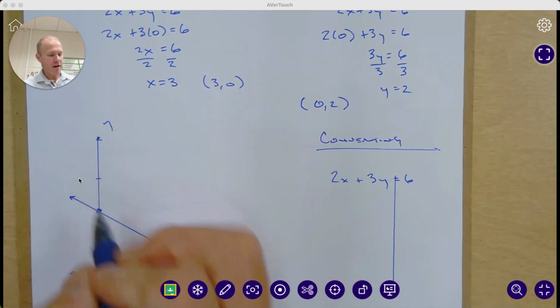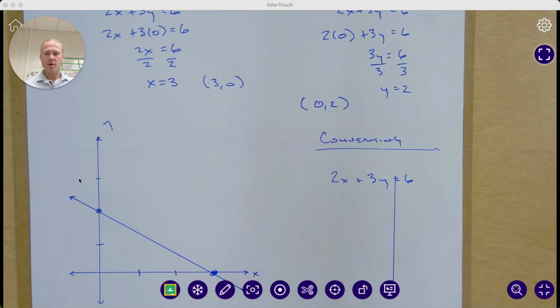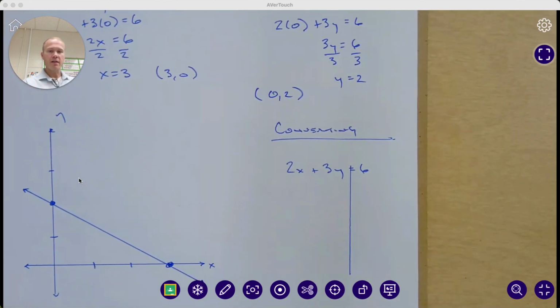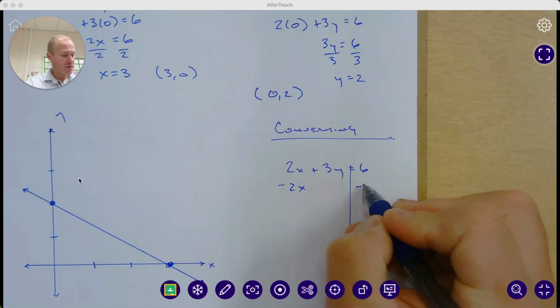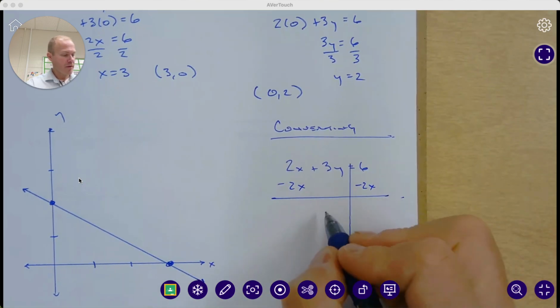People like this method. Now, if these intercepts were pretty nasty, if they were pretty complex, then I'd probably gravitate towards graphing with the slope-intercept form, but it's not a bad one here. I want you to try that on the homework as well. Finally, how do you convert between standard form to slope-intercept? You need to isolate the y value. Subtract the 2x term, or whatever x term you have in the equation.